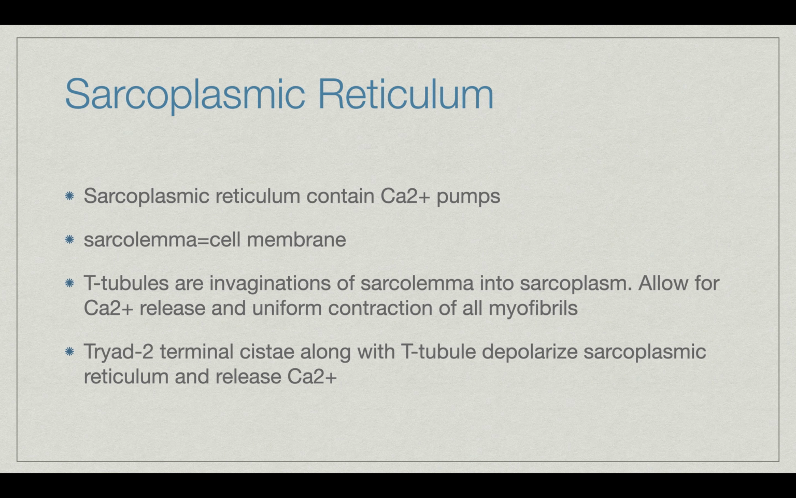The sarcoplasmic reticulum contains the calcium pumps, and the sarcolemma is the cell membrane. The T-tubules are invaginations of the sarcolemma into the sarcoplasm, and they allow for the calcium to release and a uniform contraction of all the myofibrils. So remember how they were all connected into a big bunch? It wouldn't make any sense if only the outside could contract. So those invaginations allow the inner fibers to contract as well.